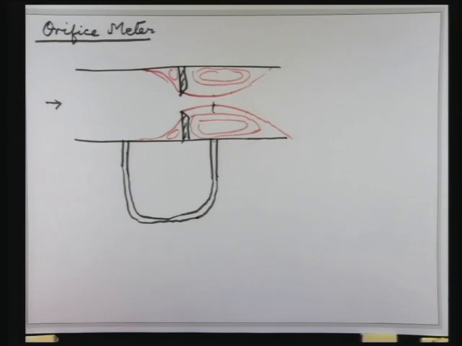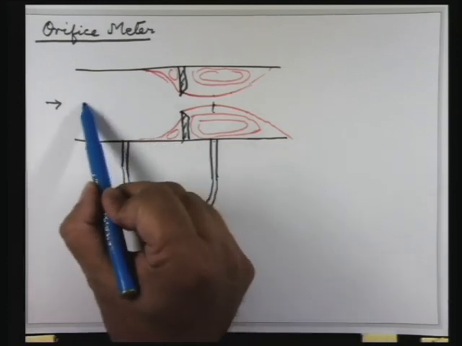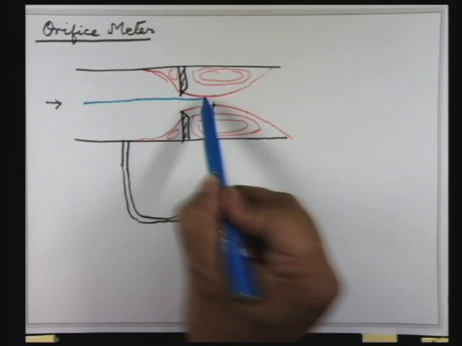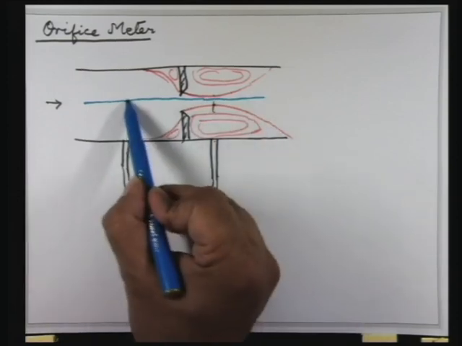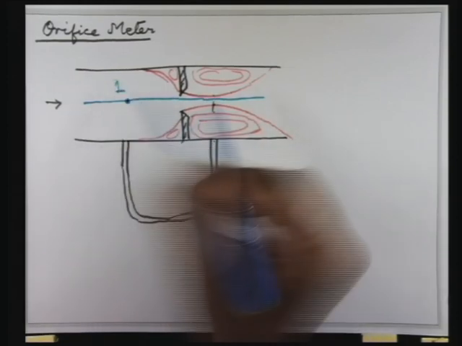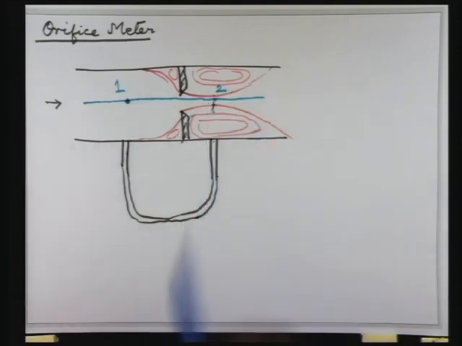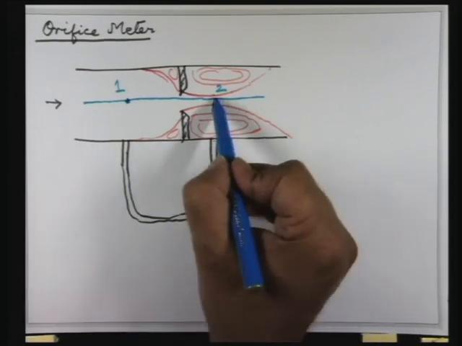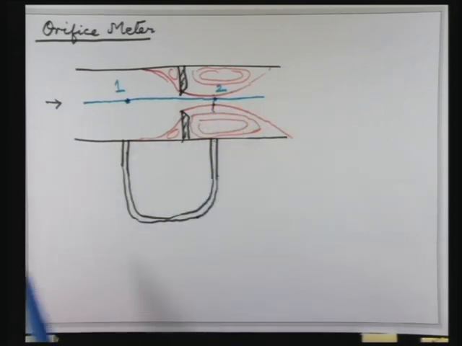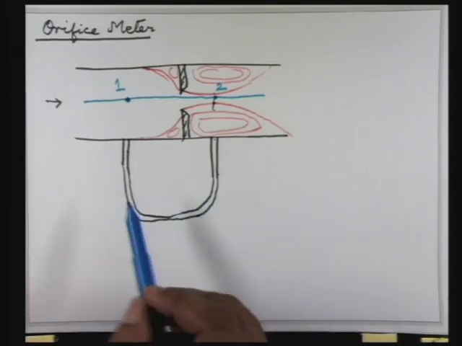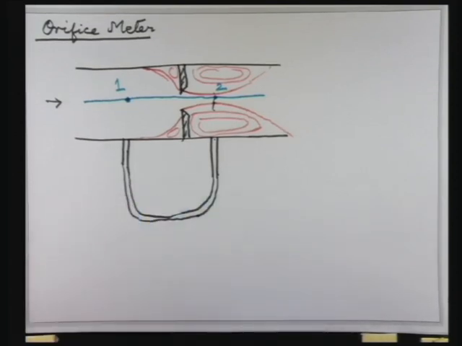Now you can proceed as before by taking a central streamline and applying Bernoulli's equation between, say, this point 1 and this point 2. So it is straightforward. I am running short of time, so I will not write down all the detailed algebra, just give you a brief discussion.